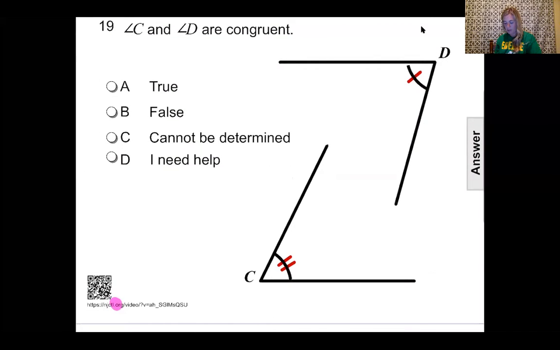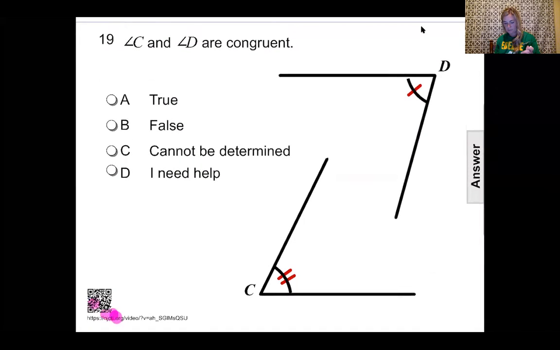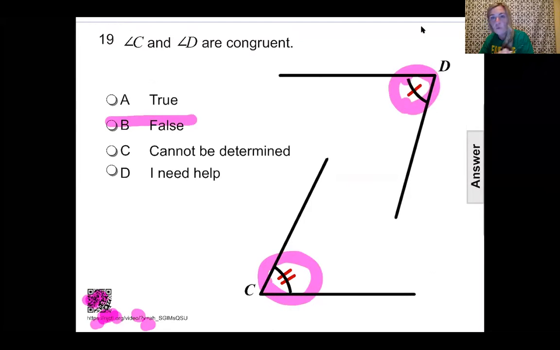All right, question 19. It says C and D are congruent. Is that true or false? That would be false, and we know it's false because when we look over here, there are two, and when we look over here, there's only one. So therefore, they would not be congruent.